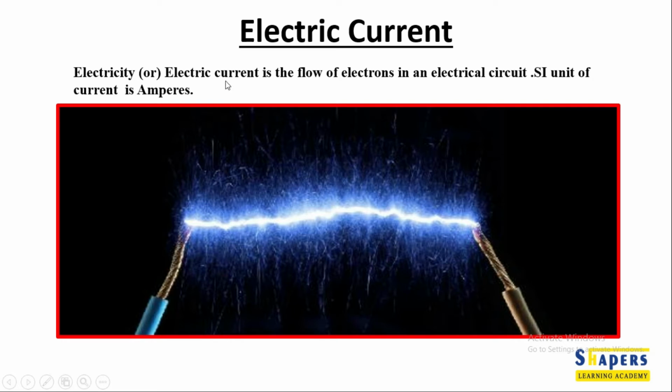Electricity, or electric current, is the flow of electrons in an electrical circuit. The SI unit of current is amperes. A basic electrical circuit can be defined as an electrical bulb, a switch and a power source. So when there is a flow of electrons within the circuit, in a closed loop circuit, we call that a flow of electricity. The standard defined unit used to measure current is amperes.